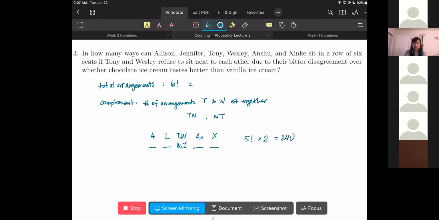The total is 720. So then if we subtract out the complement, we'll get the number of ways in which Tony and Wesley don't sit next to one another. So this gives us 720 minus 240, which is 480. Any questions on that one?